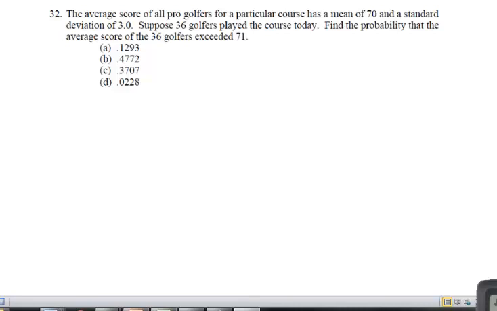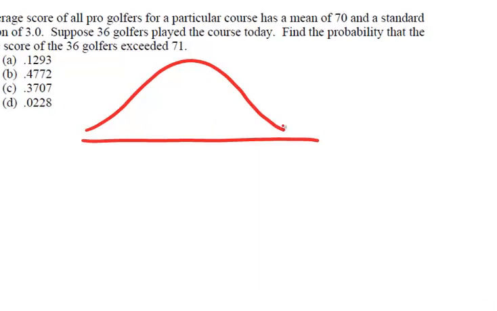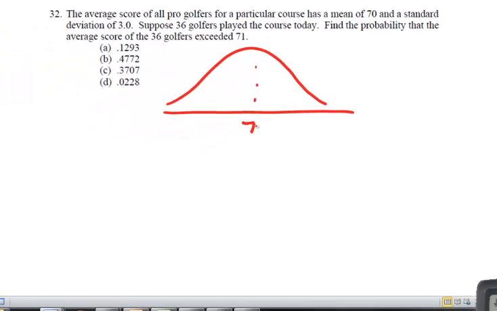There are a couple ways to do this. One, I'm going to show you the way I showed you in the class. Let's draw this out. Okay, we can assume normality here. We've got a mean of 70, standard deviation of 3.0.